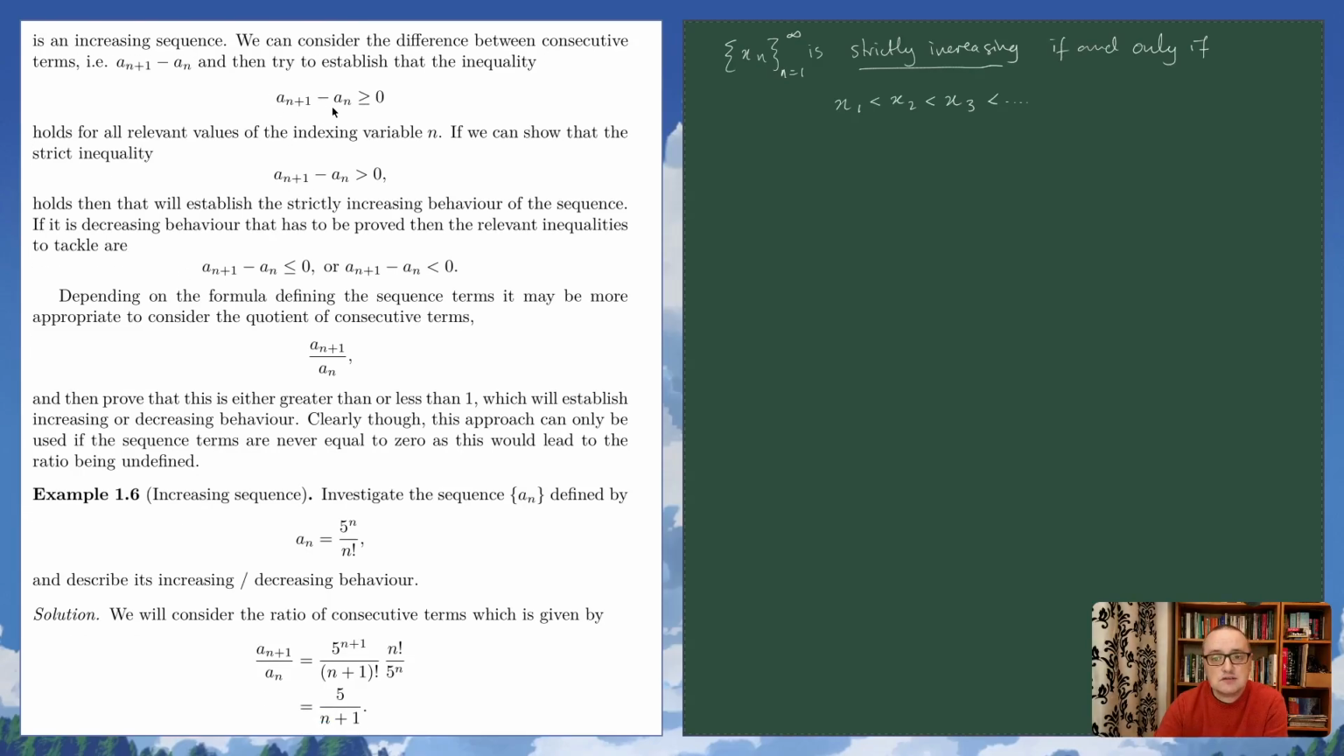You can also, instead of looking at the difference between neighboring terms, look at the ratio between neighboring terms, and compare that to 1. If you examine the ratio a_(n+1) over a_n for a general value of n and compare this to 1, and you show that it is strictly bigger than 1, then that's equivalent to a_(n+1) being strictly bigger than a_n. In other words, i.e., a strictly increasing sequence.